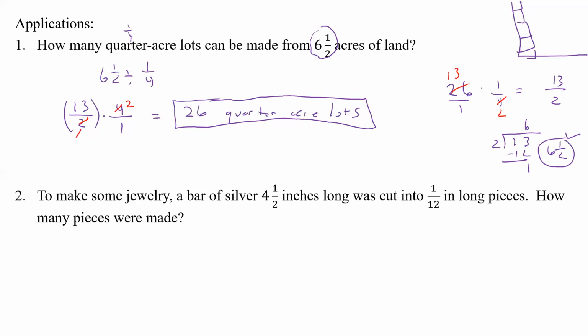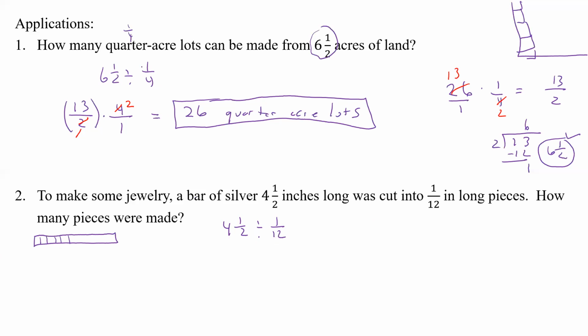All right, so now we want to make some jewelry. So we have a bar of silver 4.5 inches long, and we want to cut it into 1/12 inch pieces. So we're going to cut it into all these pieces, 1/12 inches long. How many pieces are made? Well, in this case, what we're doing is taking that 4 and 1/2 and dividing it by 1/12. Drawing your picture and reading what it says, you can come up with your equation or expression fairly easily.